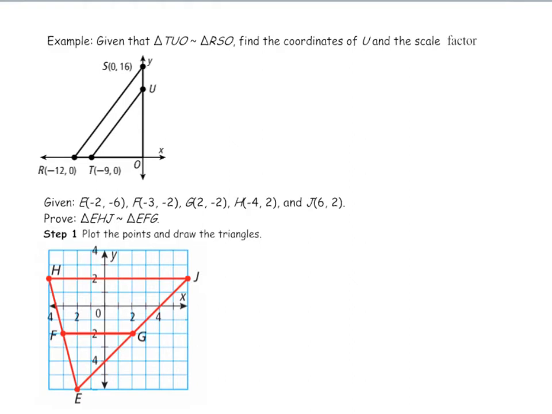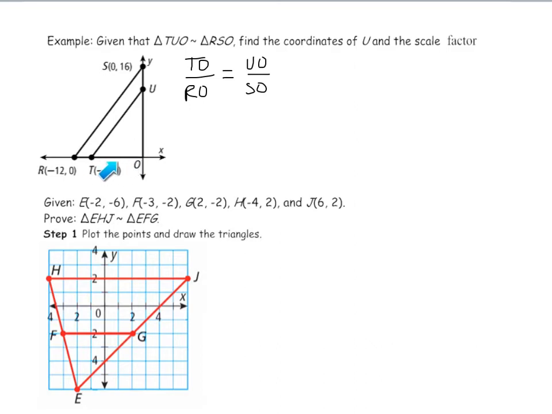So first, when the triangles are given to us similar, we know that we can compare the sides and set up a proportion. So I'm going to go ahead and compare this side, TO, to the side in the triangle similar to that, which is RO. And I know that TO over RO would be the same thing as saying that UO is compared to SO. So I'll go ahead and write that down. UO compared to SO.